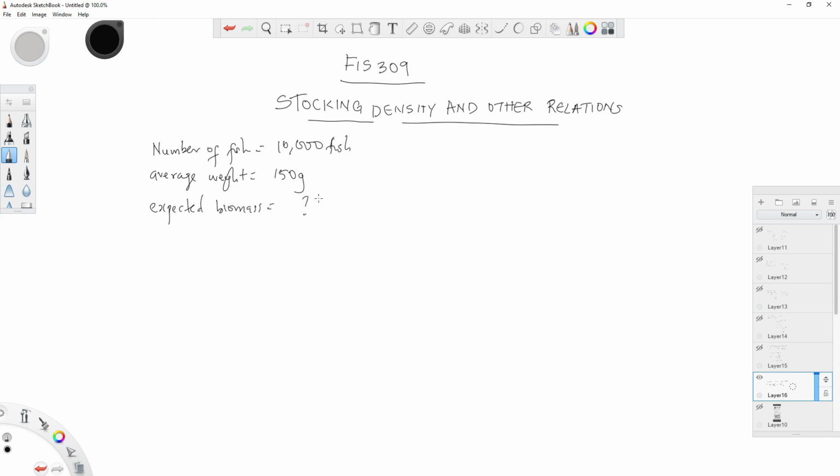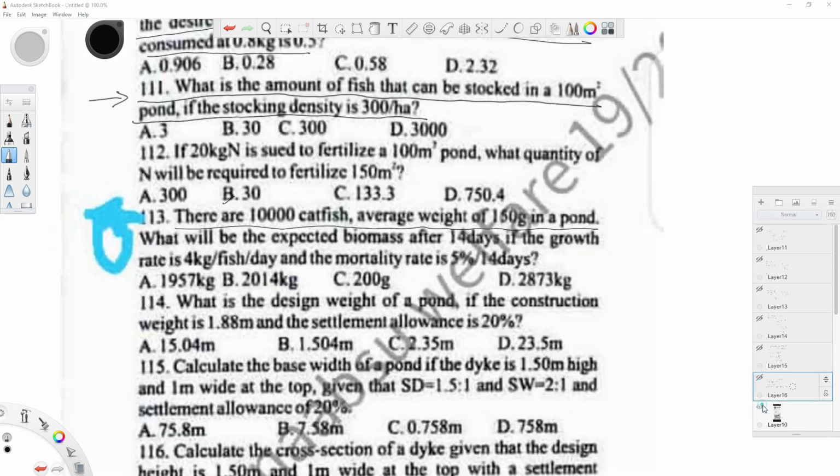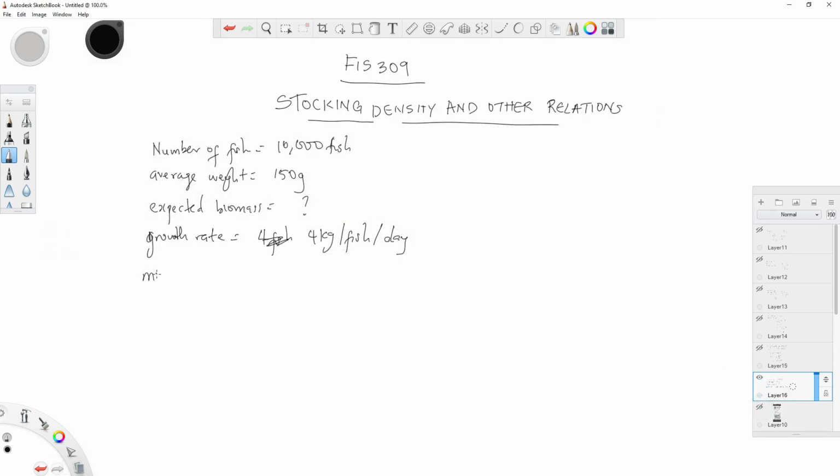in kg? That is the expected mass of everything if their growth rate equals 4 kg per fish per day. Okay, let's continue. And the mortality rate is 5% in 14 days. Mortality rate is 5% in 14 days.